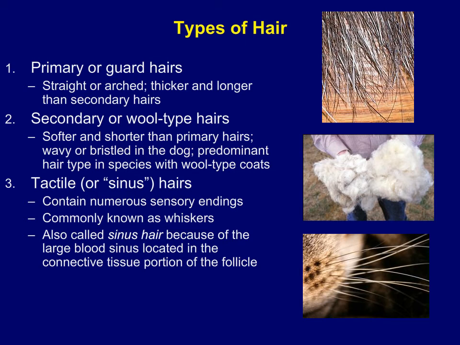And lastly, we have our tactile hairs. Tactile hairs are used as probes and feelers. They have a very well-developed hair root plexus around them, and so when your cat brushes against something with its whiskers, even though that hair is dead, the movement of the hair in the follicle will activate the hair root plexus and send nerve impulses to that animal's brain, and it gives it a little bit of information about its surrounding environment, even though it might be pitch dark outside.